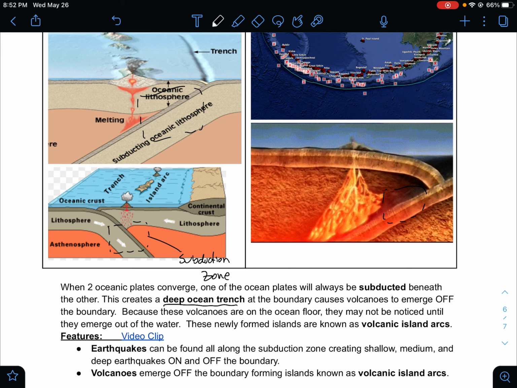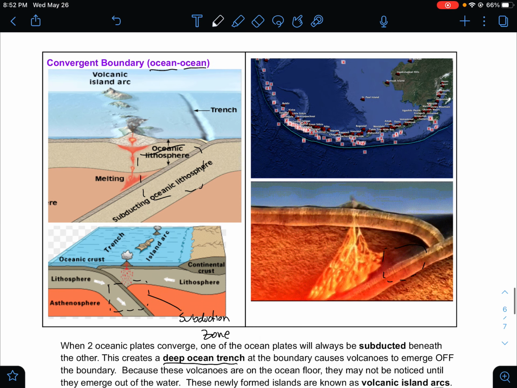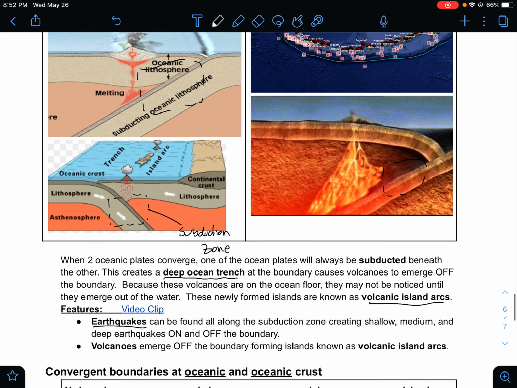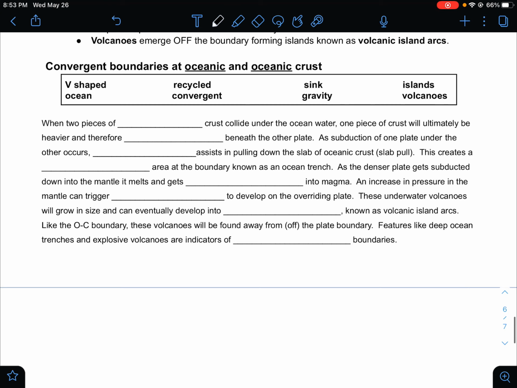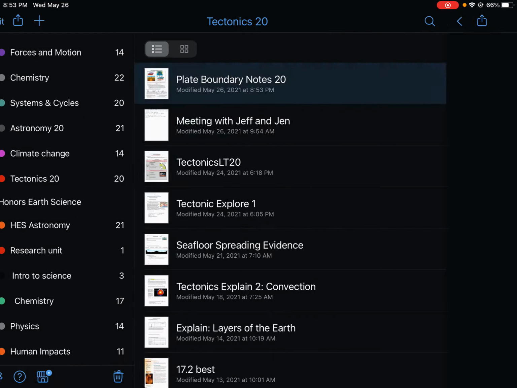Okay, so make sure you label the trench. Make sure you are labeling the volcanic arc, and make sure you are labeling those earthquakes as well. The shallow, medium, and deep earthquakes that we have in an ocean-ocean convergent boundary. All right, so once you get all the way through that and you get through these 3 paragraphs, filling in the blanks, you're pretty much almost done for the day. So it's not going to be too bad for you.